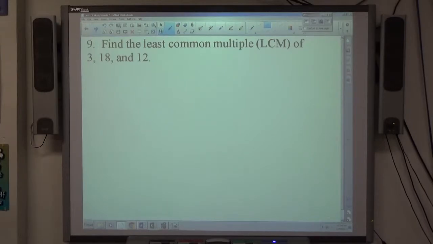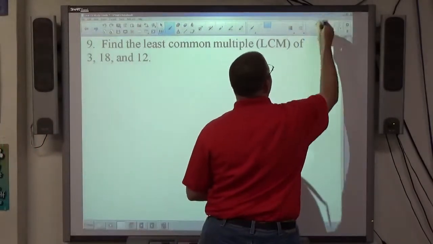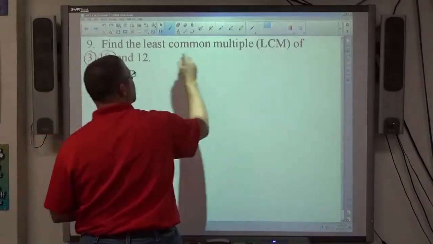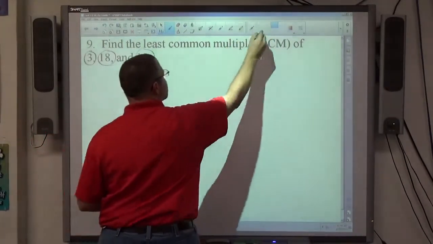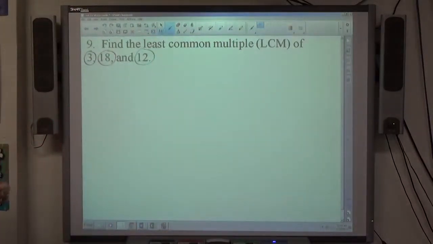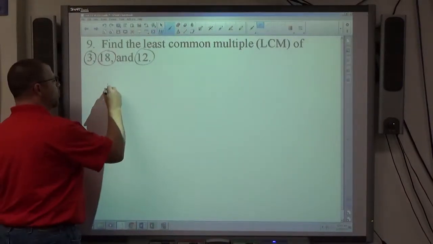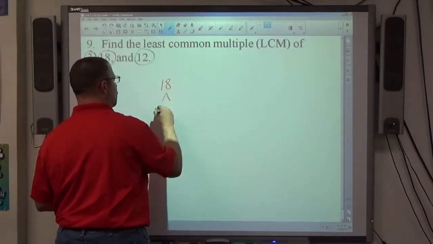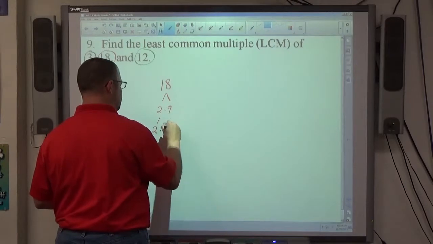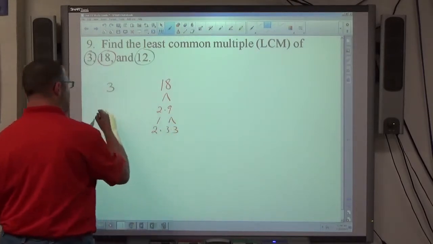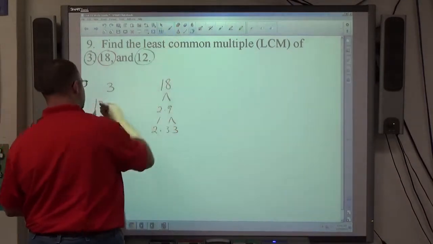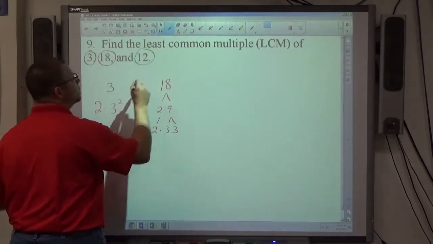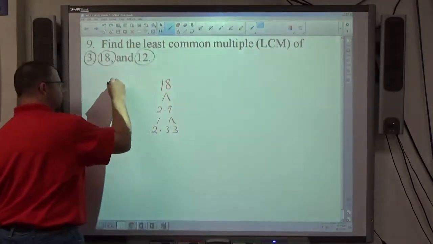Number 9, find the least common multiple of 3, 18, and 12. So 3, 18, and 12. Okay, first thing I'm looking for is prime power factorizations of each of these things. So 3 is prime, can't do anything to it. 18 is 2 times 9, and 2 is prime, 9 is 3 times 3. So 18 is 2 times 3 squared. And again, 3 was just 3 to the first.